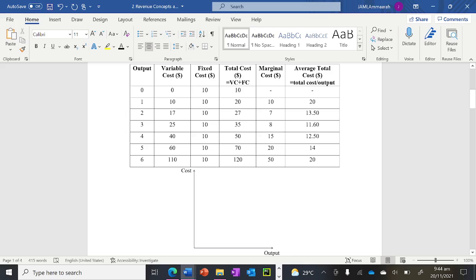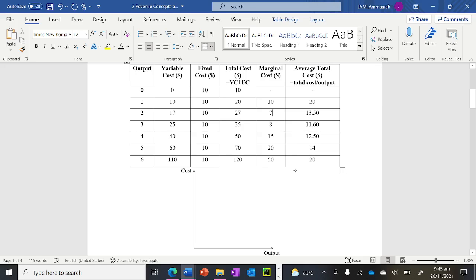We're just gonna plot. I don't know if you guys need to know variable cost. We're gonna plot average... All right, let's talk about marginal cost first. Something you would have to notice is that it decreases and then it just starts increasing. It goes from 10 to 7, and then your marginal cost starts increasing, from 7 to 8 to 15 to 20 to 50. Marginal cost decreases and then it starts increasing.